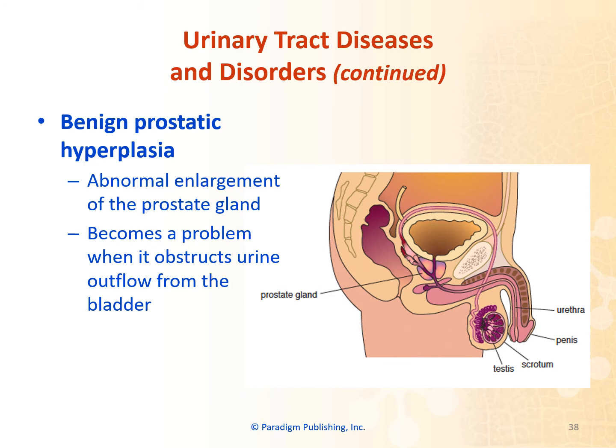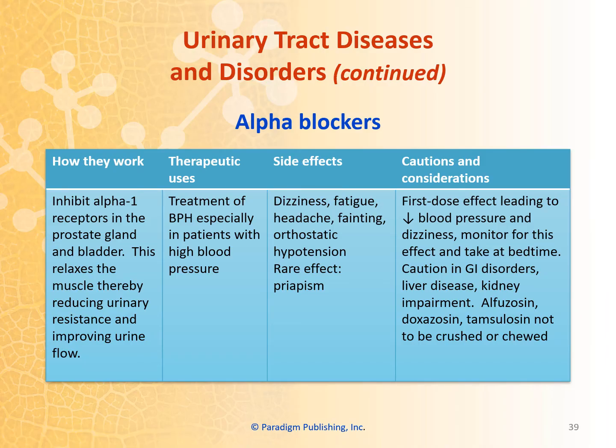Benign prostatic hyperplasia, or BPH, is the abnormal enlargement of the prostate gland. It becomes a problem when it obstructs urine outflow from the bladder. This is very common in men as they age. There's different treatments for BPH. One is alpha blockers. How they work is they inhibit the alpha-1 receptors in the prostate gland and bladder. This relaxes the muscle, thereby reducing urinary resistance and improving urine flow.